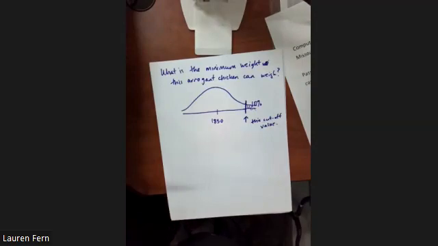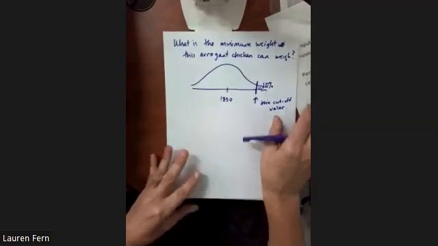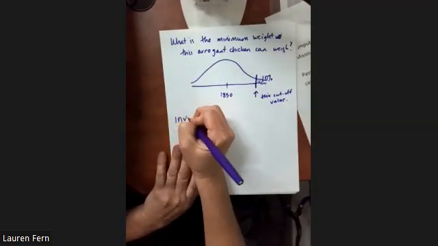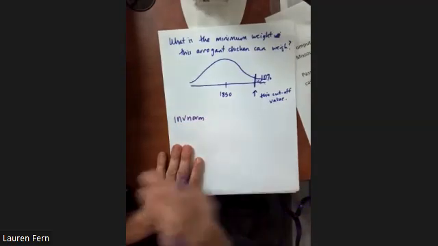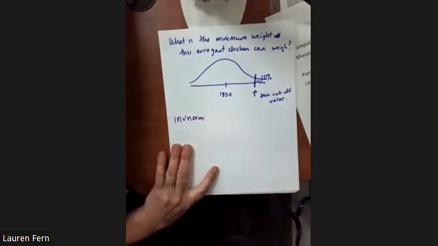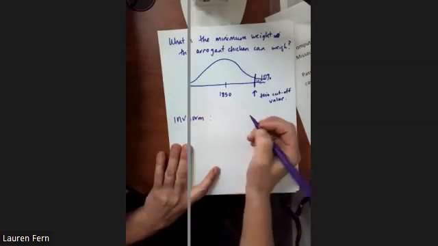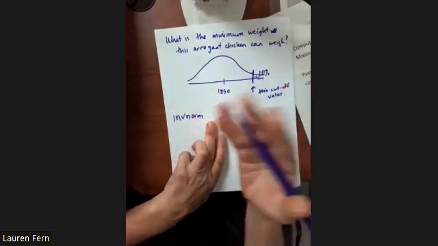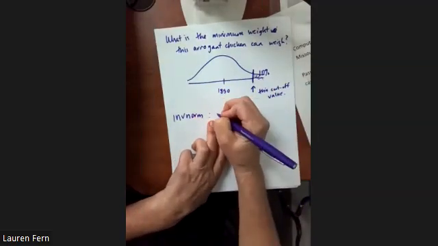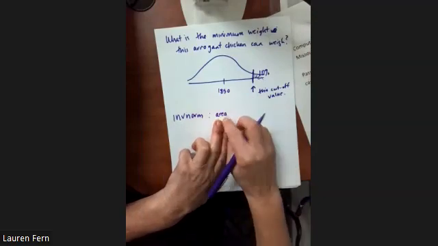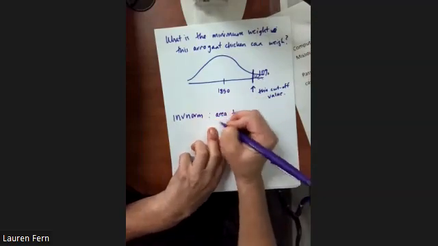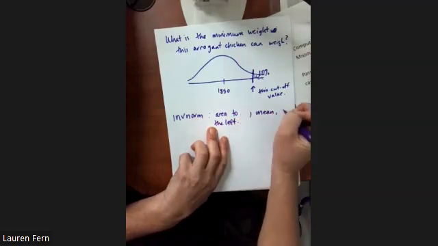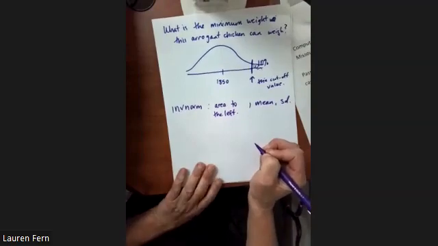You dig? Okay, so since we're going the opposite direction, what we do is we use what's called the inverse norm. It's still a calculator thing. And when you enter this into your calculator, the one key thing or trick that you have to keep your mind on is you need to put in the area to the left. And then you put in your mean and your standard deviation.